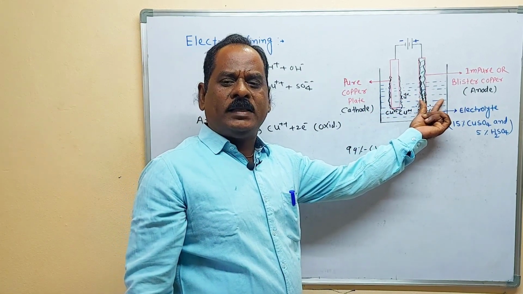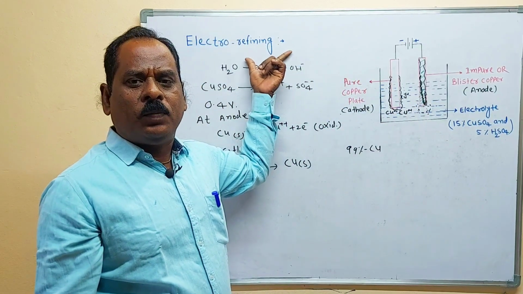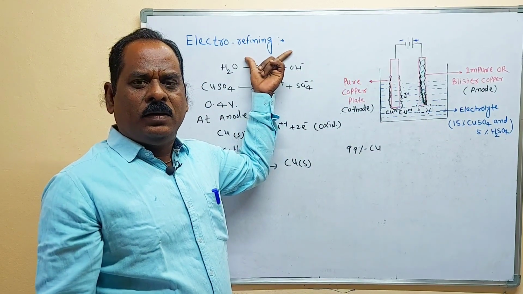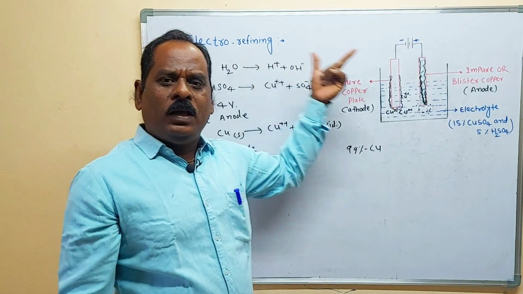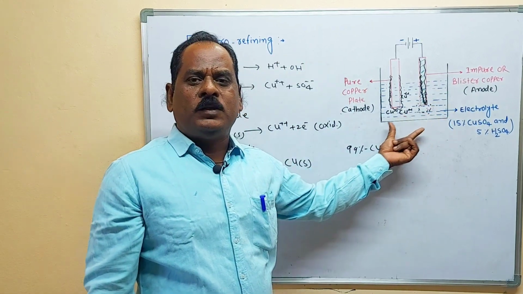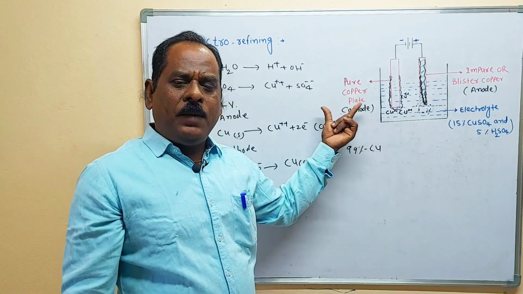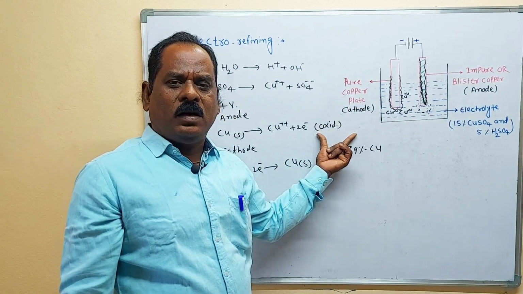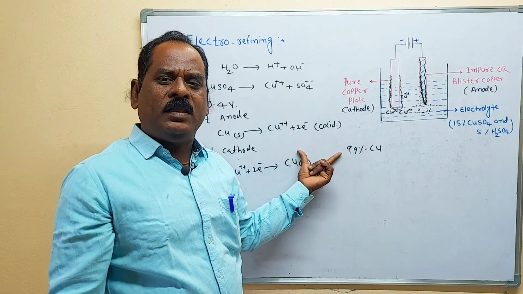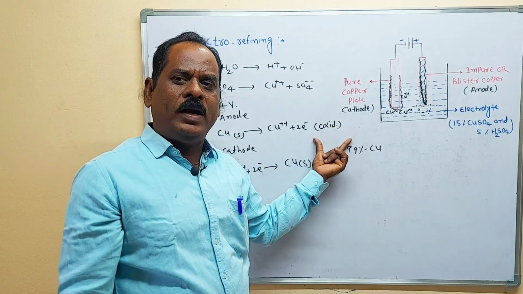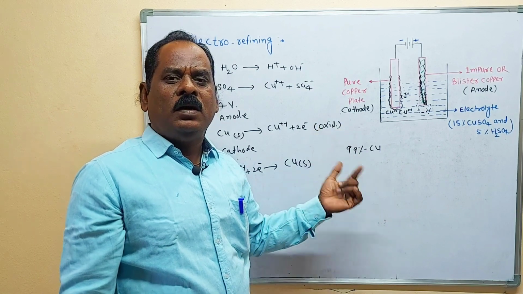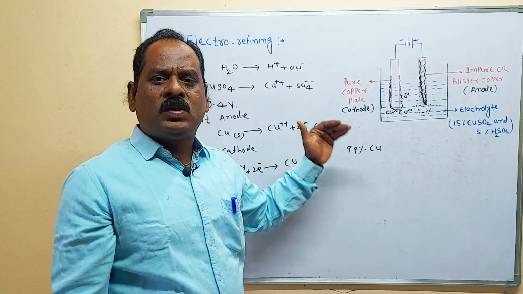Understand? How will you separate pure copper from the impure copper rods? This process is called the electro-refining process. By the electrolysis process. The questions that may be asked on this electro-refining topic in the examination, as well as its important points and notes, will be given in the description box. Solve these questions. Thank you.